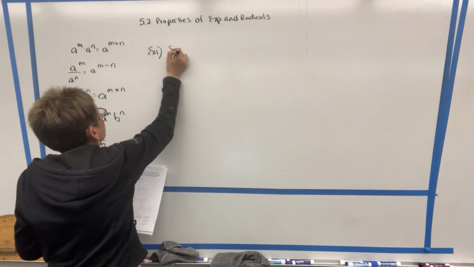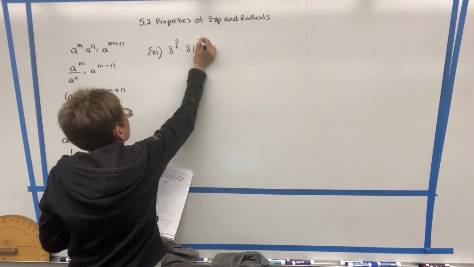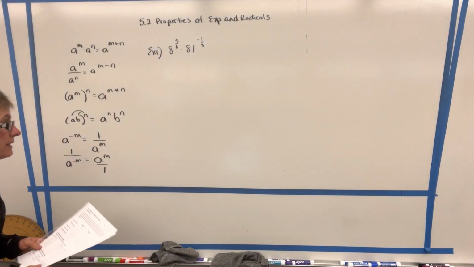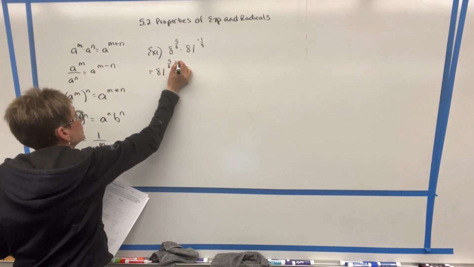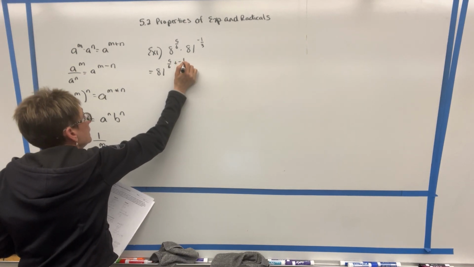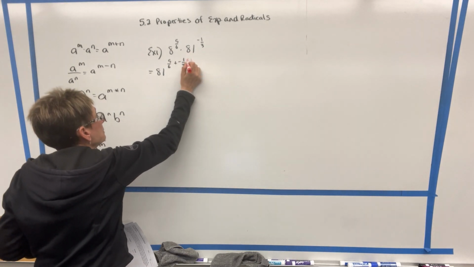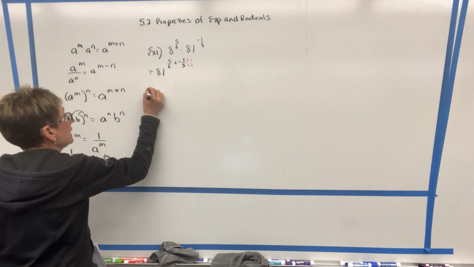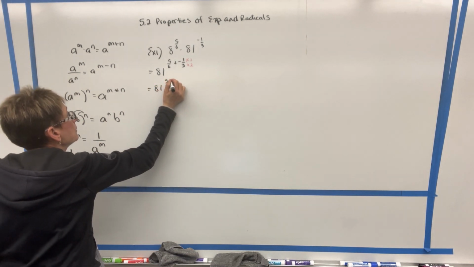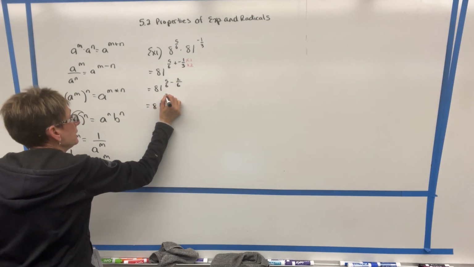Let's take 81 to the 5/6 times 81 to the negative 1/3. Because that is the same base, I know that the answer is just going to be the same base with the exponents added. However, as you know, anytime I'm adding two fractions, I do need to have the same denominator. So I'm going to make the denominator the same. I'm going to rewrite this as 81 to the 5/6 minus 2/6. So this is going to be 81 to the 3/6.